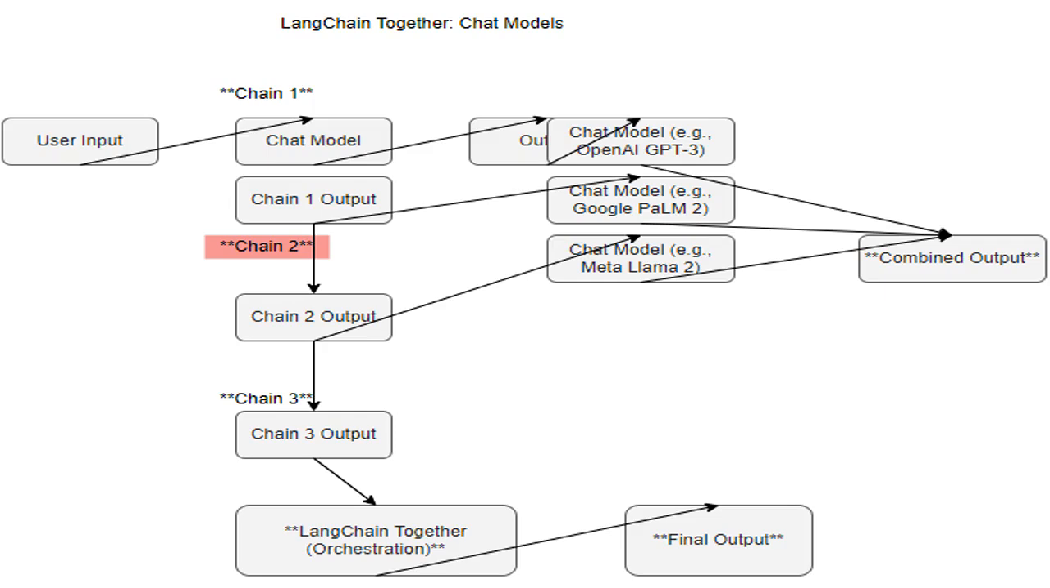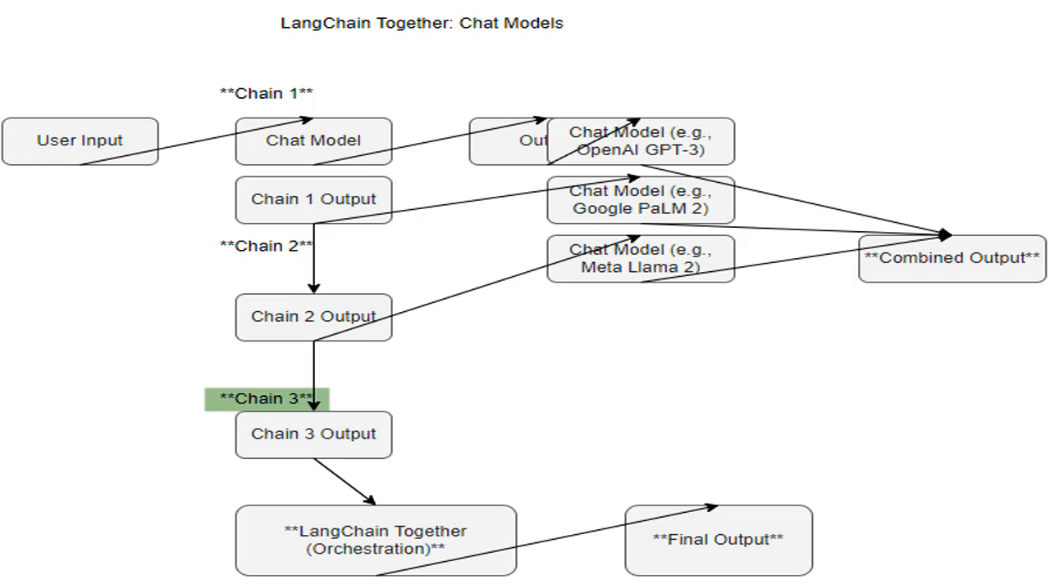Chain 2. The second chain of chat models processes the output of chain 1 and generates its own output. Chat model, e.g., Google Palm 2. Data flow passes its output to the second chat model. Chat model, e.g., Google Palm 2, another large language model, generates text based on the input from chain 2. Combined output. Data flow sends its output to the combined output component.